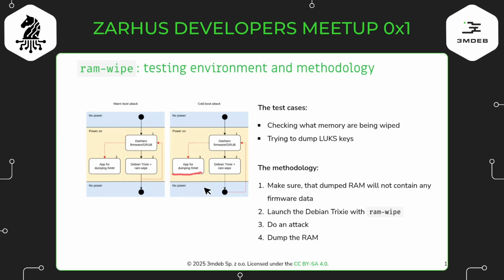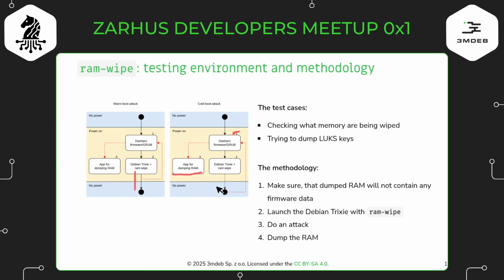The exact test methodology is firstly to make sure that the dumped RAM will not contain any firmware data. We are doing it here in the first stage. Then we are booting all needed software up to Debian Trixie, which is used here with RAM wipe installed. And here the testing scenarios for these two attacks differ. On the first attack, we are doing systemctl reboot to get back to firmware and boot our application that will dump memory.